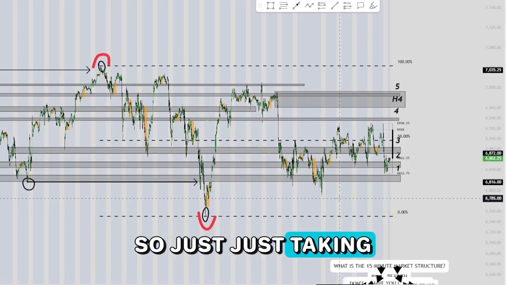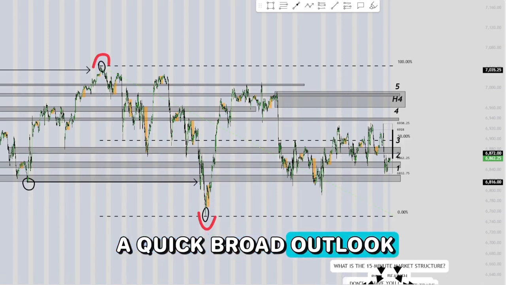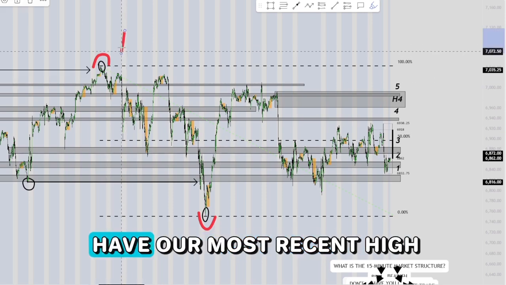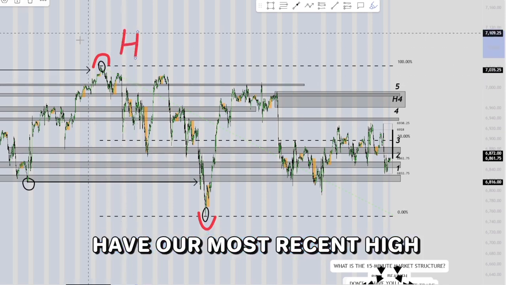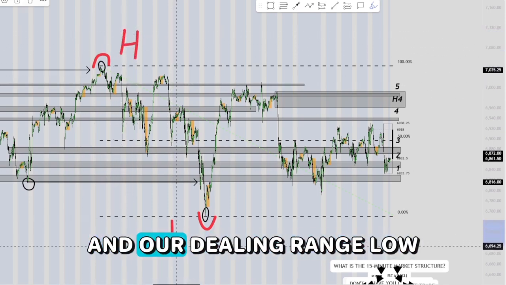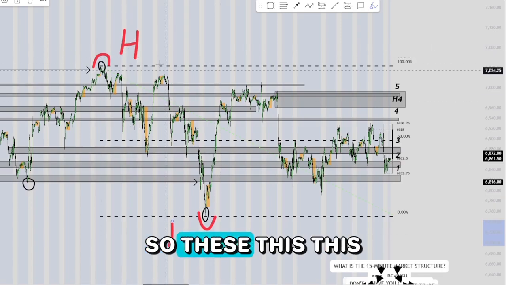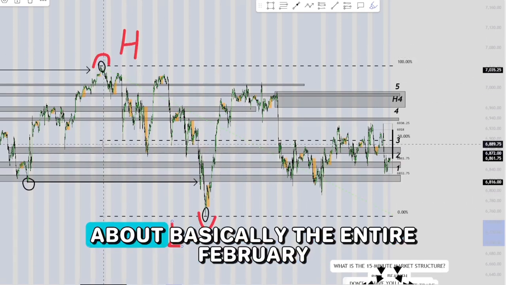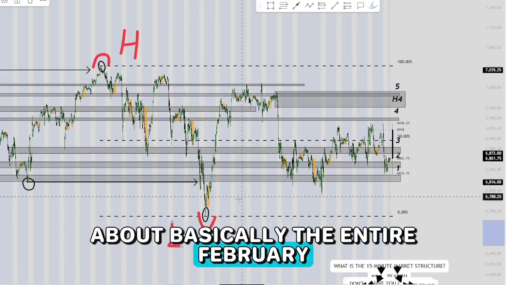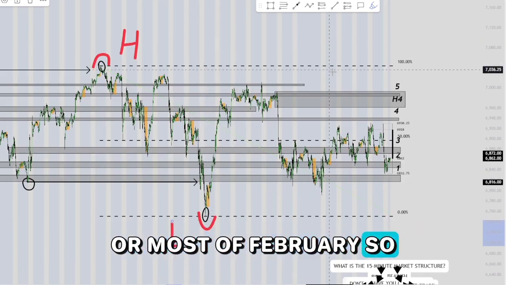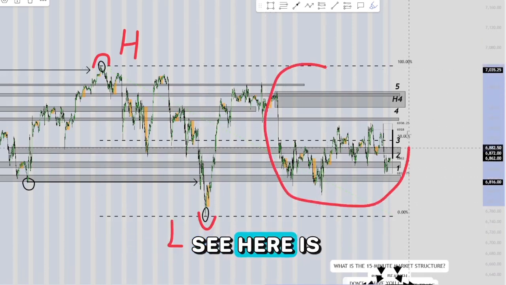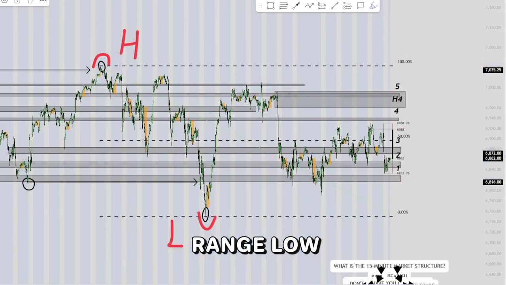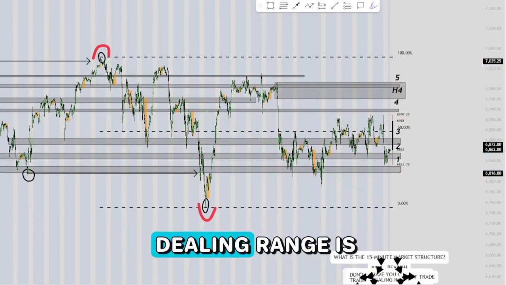So just taking a quick broad outlook as to what's going on here, what we can see very specifically is we have our most recent high, or our dealing range high, and our dealing range low. So these structural points here, I've had them for basically most of February. So all of what we see here is inside of the dealing range high and dealing range low. So it's important to know where your dealing range is.